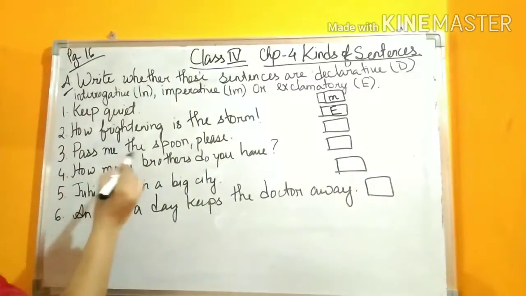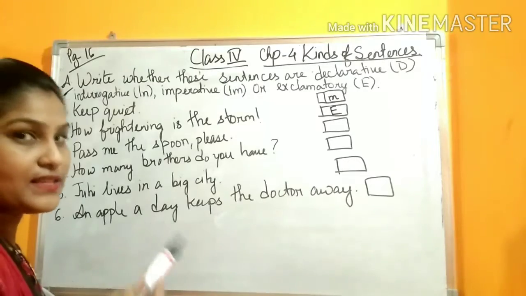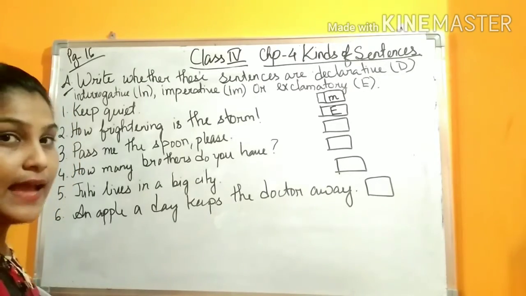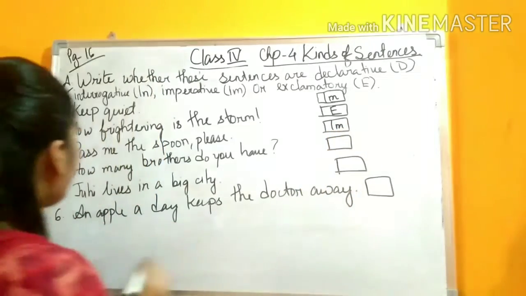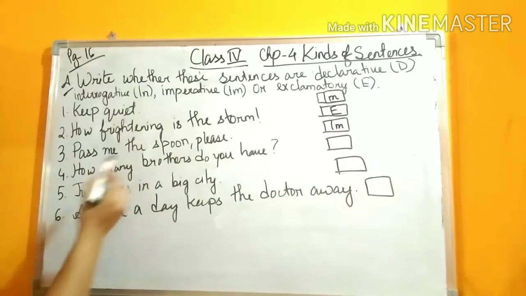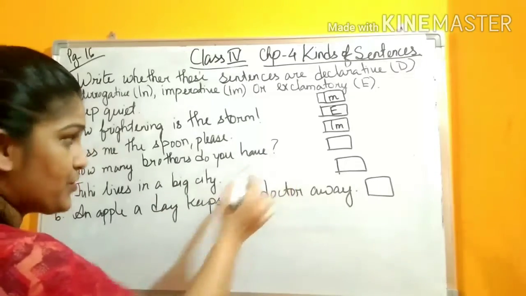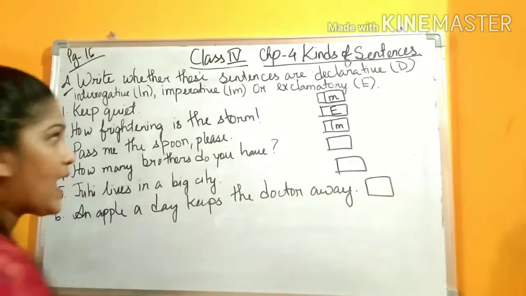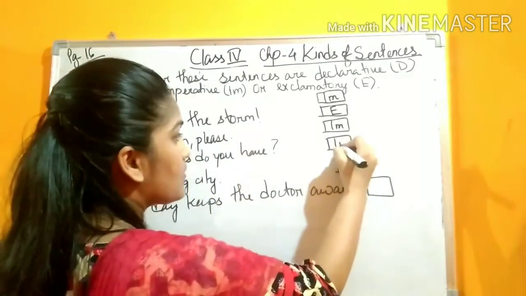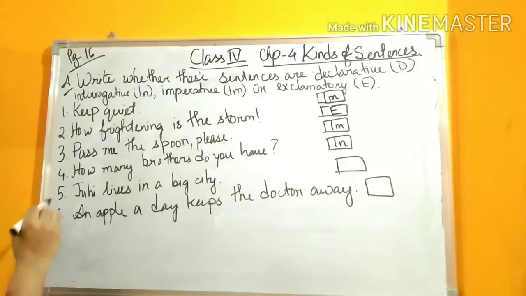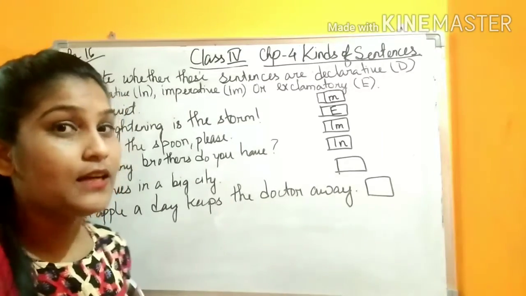Okay? Pass me the spoon please. Please. It is making what? Request. This is also what? An imperative sentence. I am. Okay. Number 4. How many brothers do you have? This is a what? Question mark. That means it is an interrogative sentence. You will write what? I. You will do it only in your book, 5, 6. Try it by yourself. Okay. And you will send me the answers.